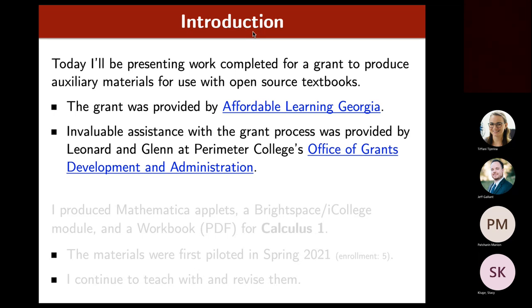Perimeter College is Georgia State's satellite campuses, and we have a very heavy teaching load. A 5-4 load is common. So applying for a grant is a challenge. OGDA will do the grant paperwork for you, which is wonderful. I'm on a first name basis with the people at that office, and if you use OGDA, you will be too. They're great to work with.